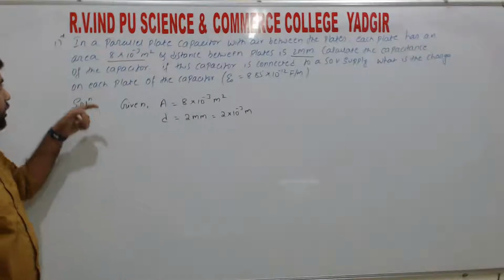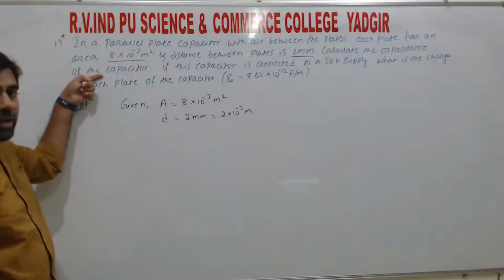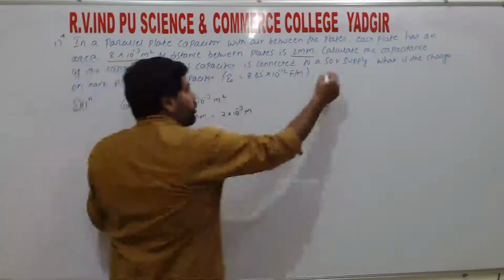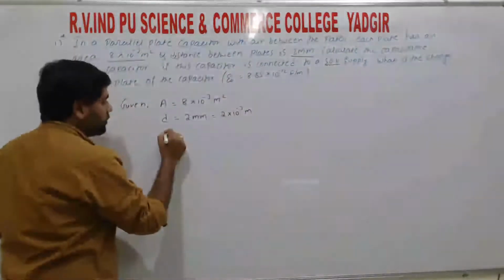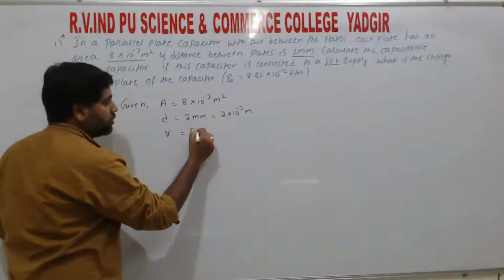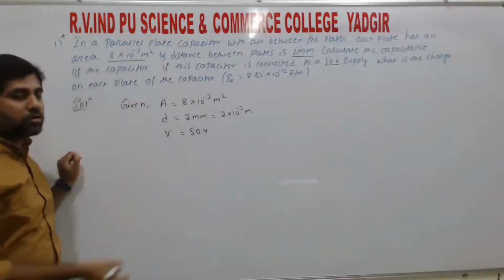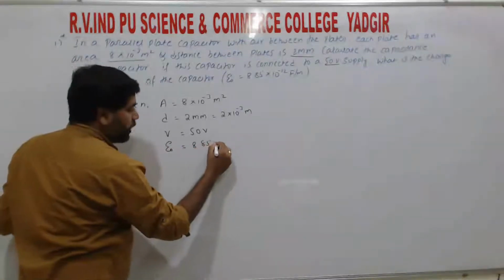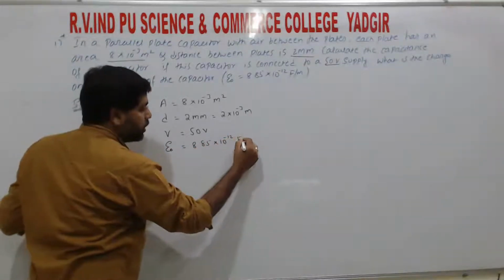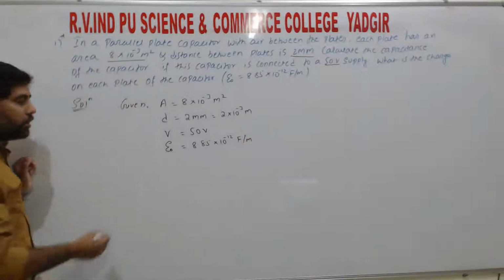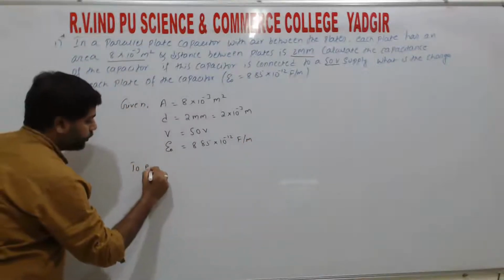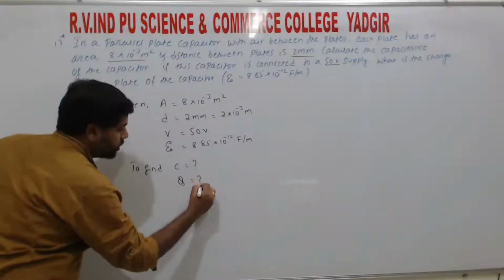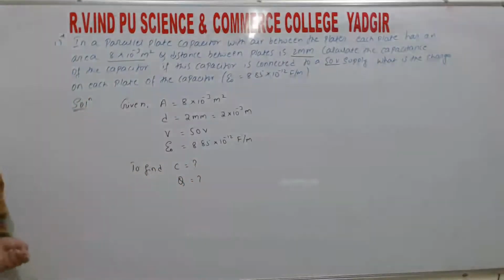So here we need to find the capacitance of the capacitor, and next, the capacitor is connected to a 50 volt supply, so that means they have given the potential, that is 50 volt, and also they have given the epsilon naught constant value 8.85 into 10 to the power of minus 12 farad per meter, right? So we need to find the capacitance of a capacitor and the charge on each plate of the capacitor, right?